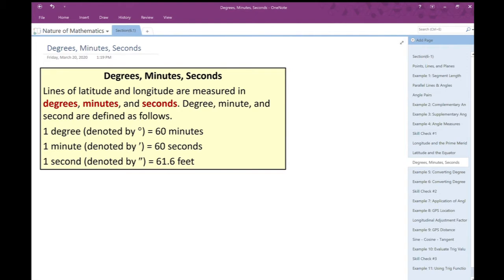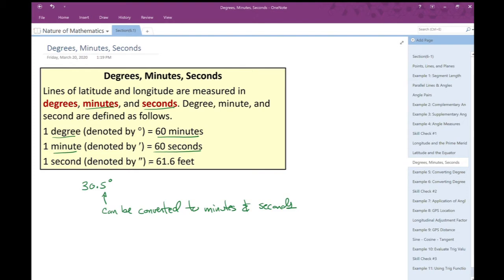And angles can be expressed in decimal format, but also they can be converted from degrees with decimals to degrees with minutes and seconds. So 30.5 degrees, this 0.5 can be converted to minutes and seconds. And the way it's defined is that each degree has 60 minutes in it. Each minute has 60 seconds in it.